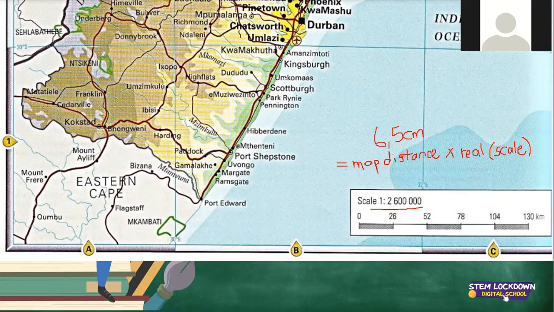Obviously, if you missed a couple of lessons back, if you missed the lessons on scale, this might be a bit difficult for you. The real part of the scale is 2,600,000.